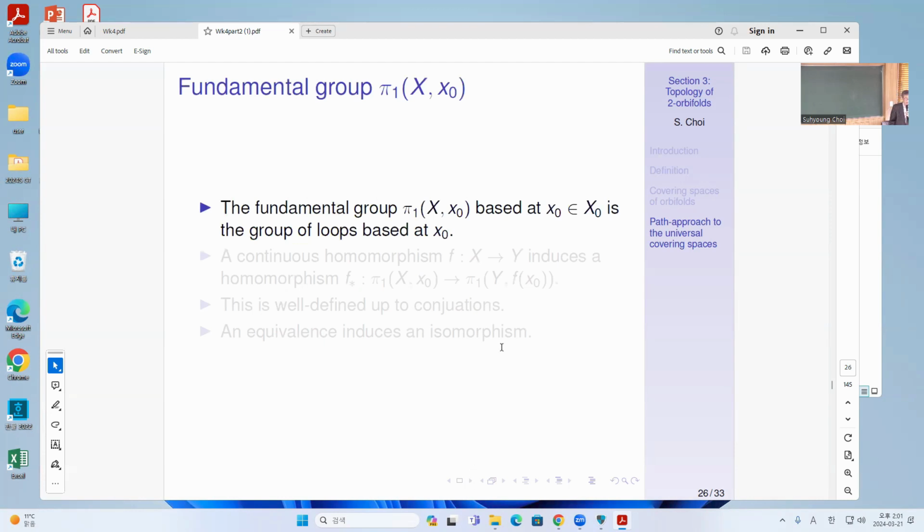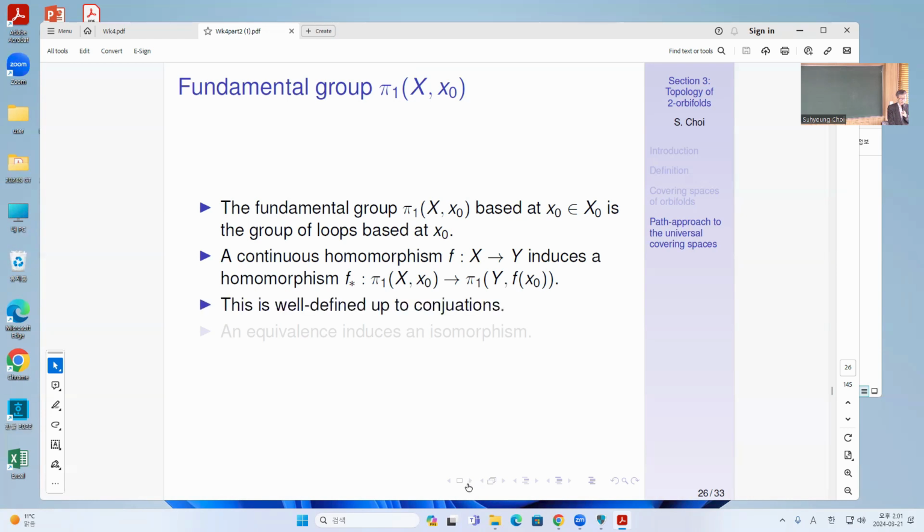So the fundamental group can be defined this way too. You take any base point x0 in X, and then you look at the group of loops based at x0. And the continuous function will of course give you a homomorphism. So if you have any orbifold map, this will induce a map like this.